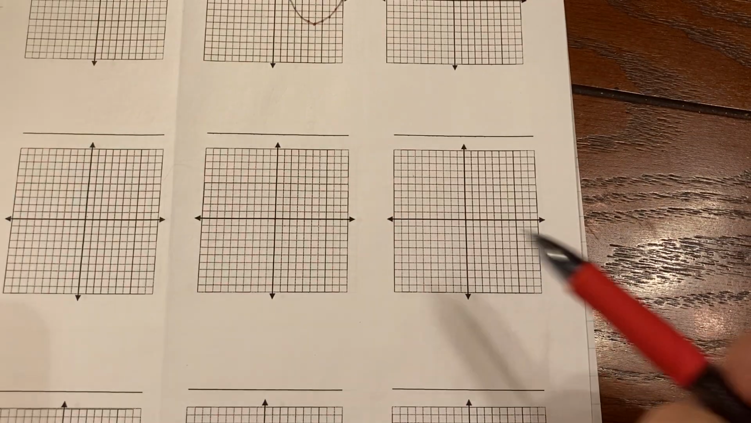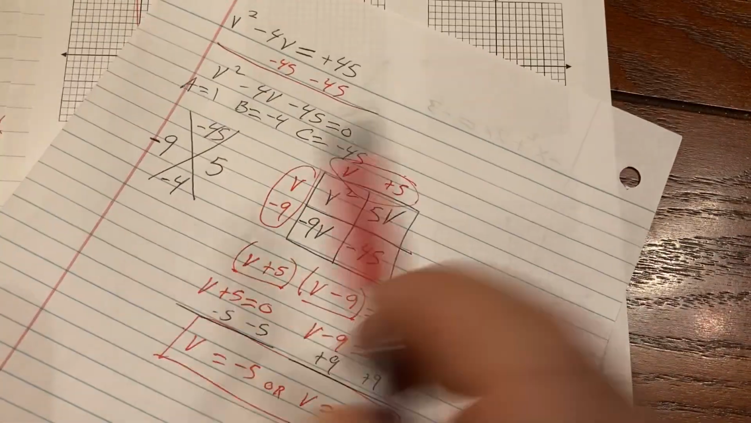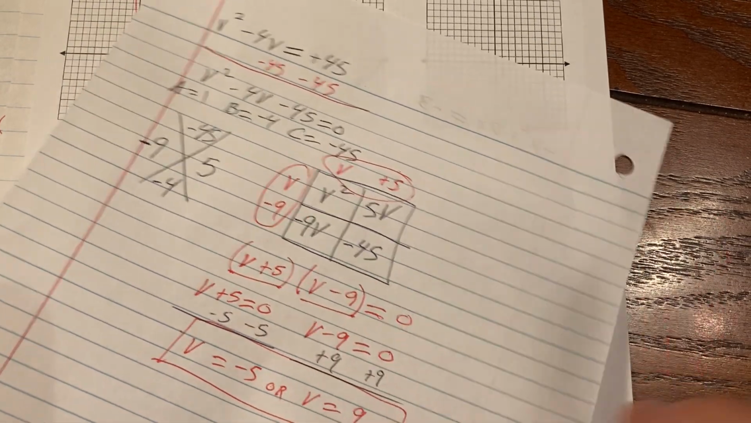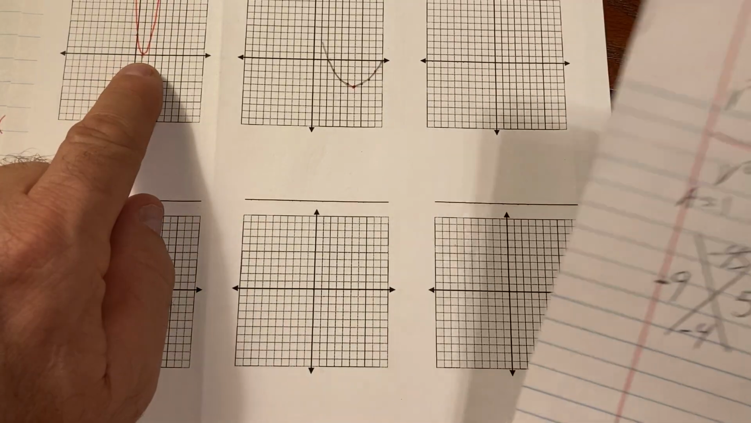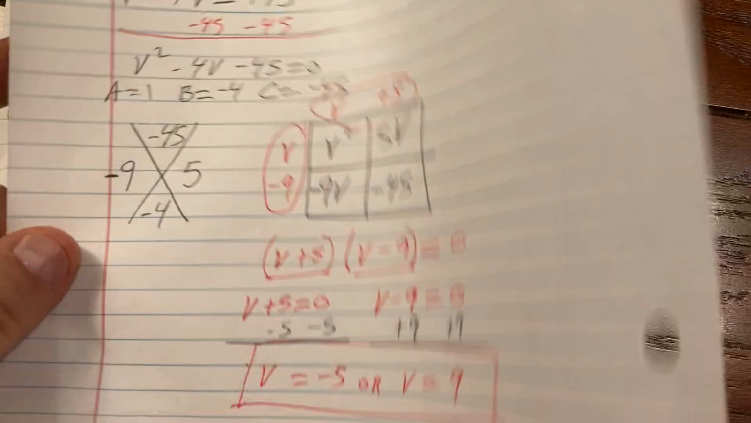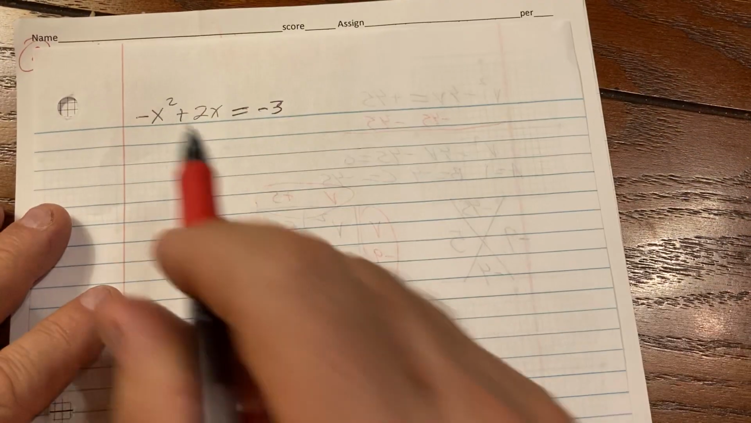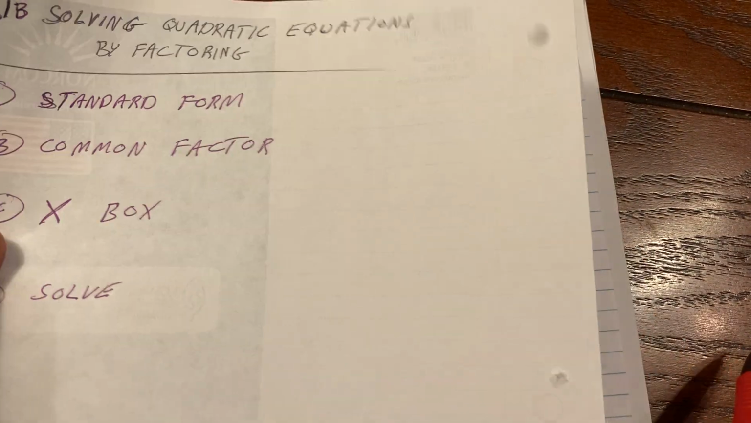Okay, let me do one more example. Now this stuff is done by factoring. Before, we were doing stuff by graphing. That's just a different way of solving it. This one is solving by factoring. Okay, so is it in standard form?